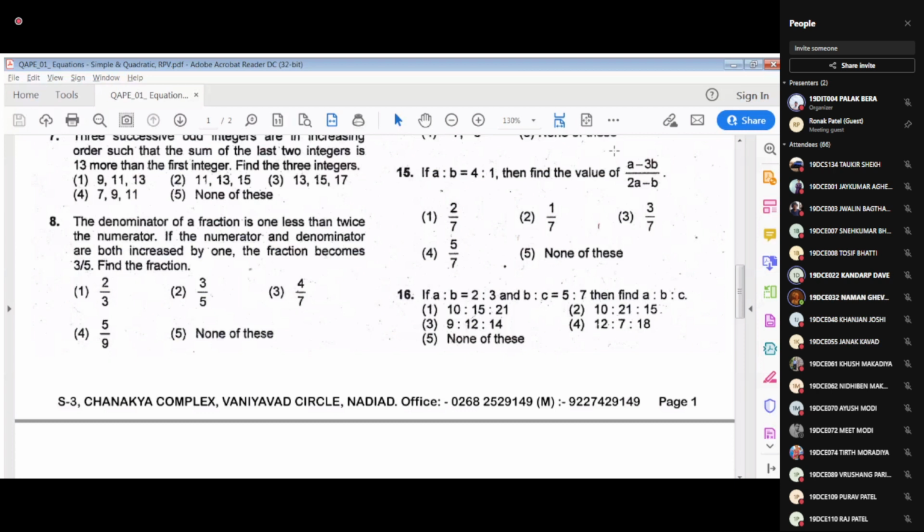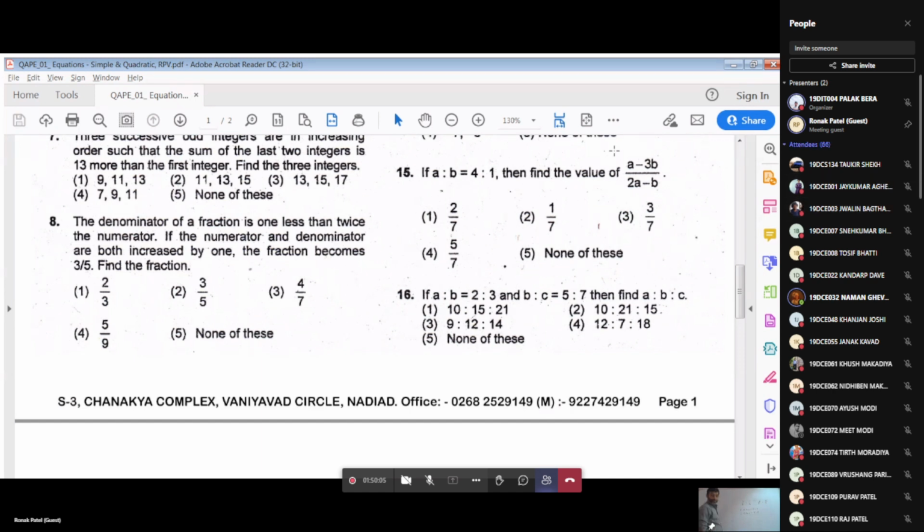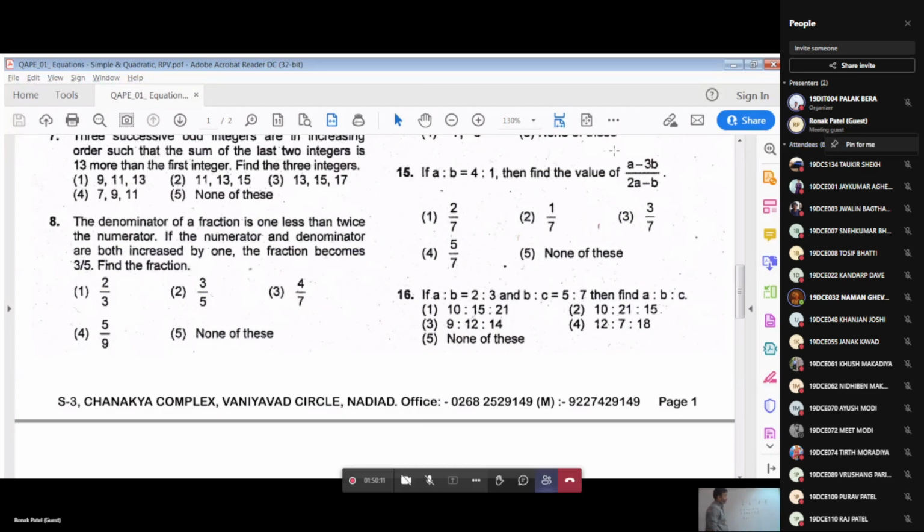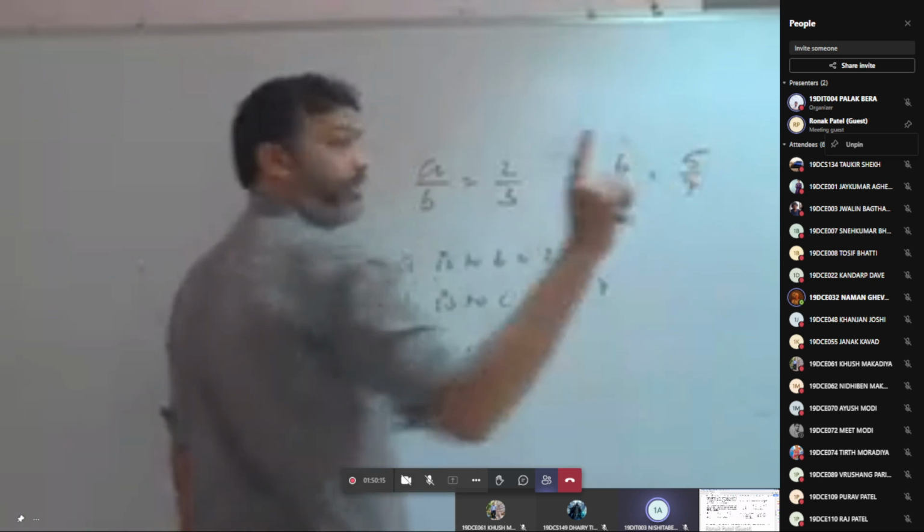Ten, fifteen, twenty-one. So you are given that A is to B is 2 is to 3, and B is to C is 5 is to 7. If you want a continuous ratio like A is to B is to C, then how to solve this? Make your B the same by only one operation, multiplication.